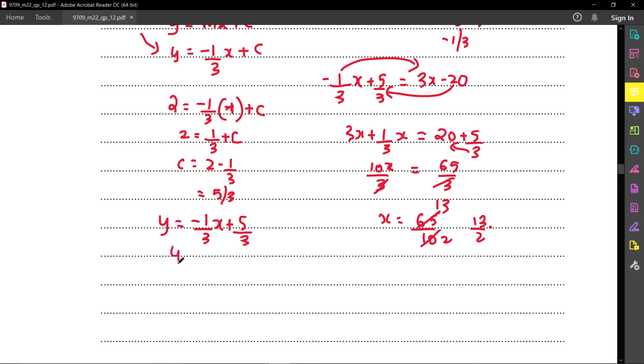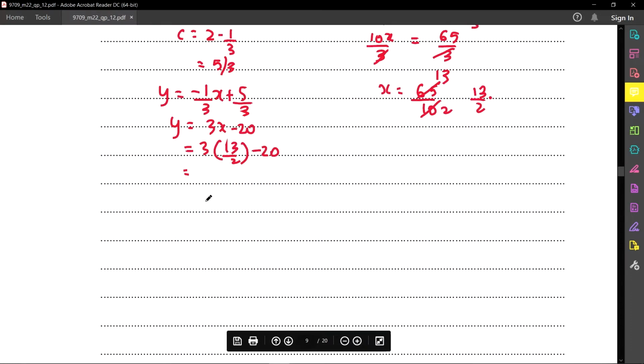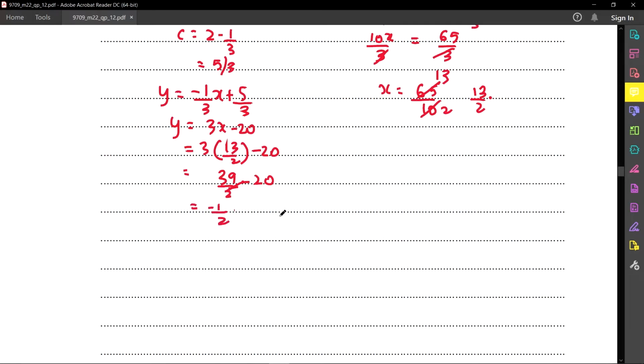We know the tangent line, or the radial line, you can plug in anywhere. So y equal to 3x minus 20. So you have 3 into 13 by 2 minus 20. So this will give you 3 into 13 by 2 is 39 by 2. 39 by 2 minus 20. Therefore, 39 minus 40, which is minus 1 by 2. Therefore, the point is 13 by 2, comma, minus 1 by 2.